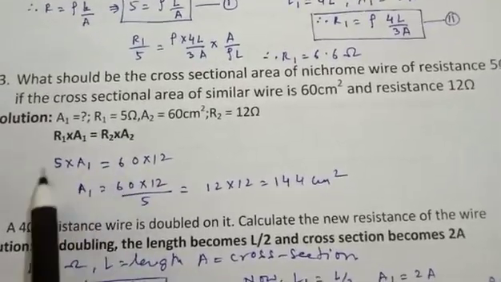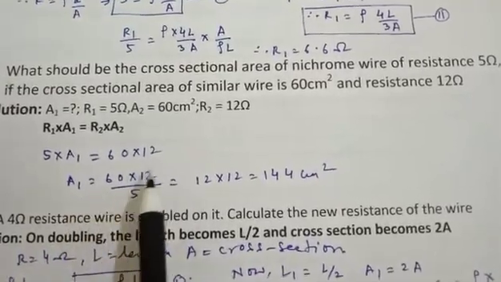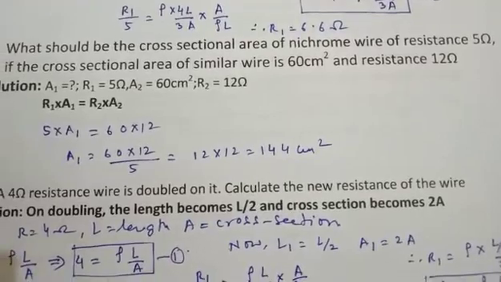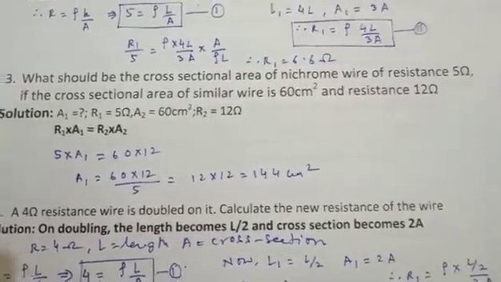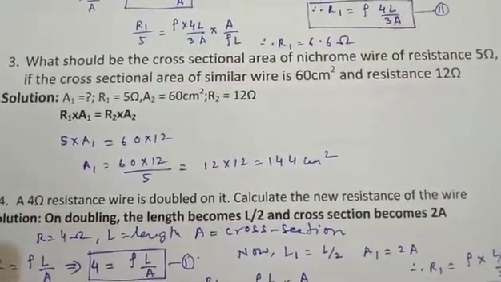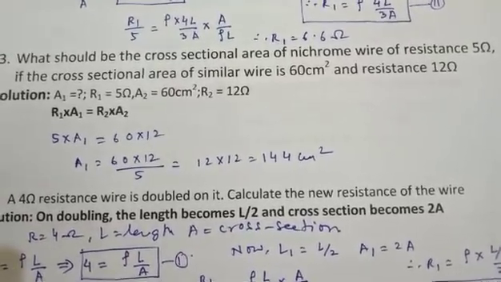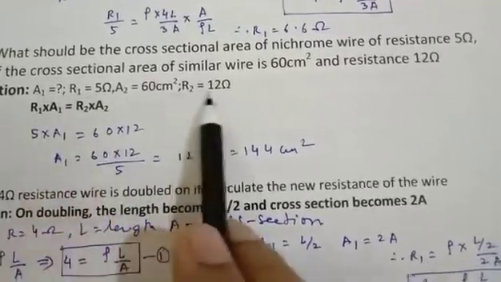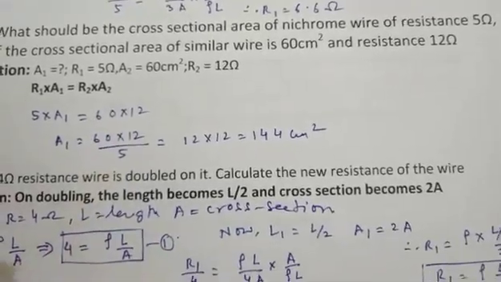Now putting the data, we are going to get A1 is equal to 60 into 12 by 5, which is going to give me 144 centimeter square. So if you look at question number 3, which I am just now solving here, again since both are of the similar wire, we are getting the formula R1A1 is equal to R2A2. And the process or procedure is same. First copy the given data, the formula, and then solve it.